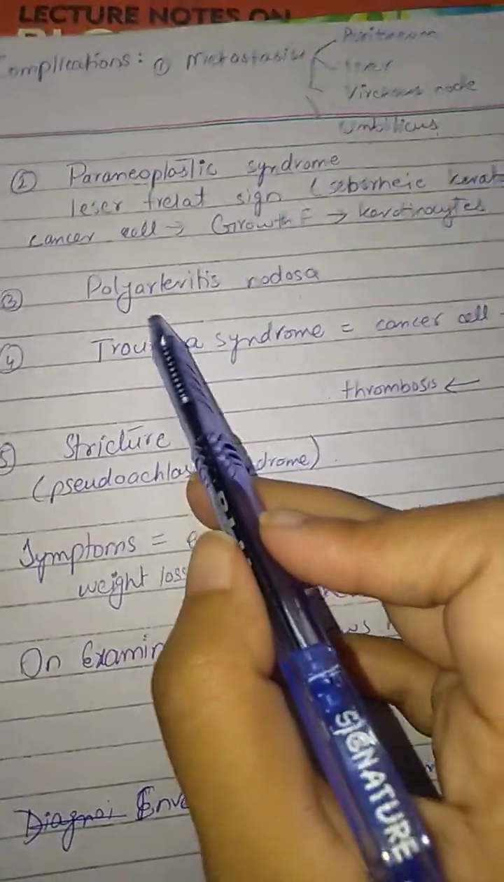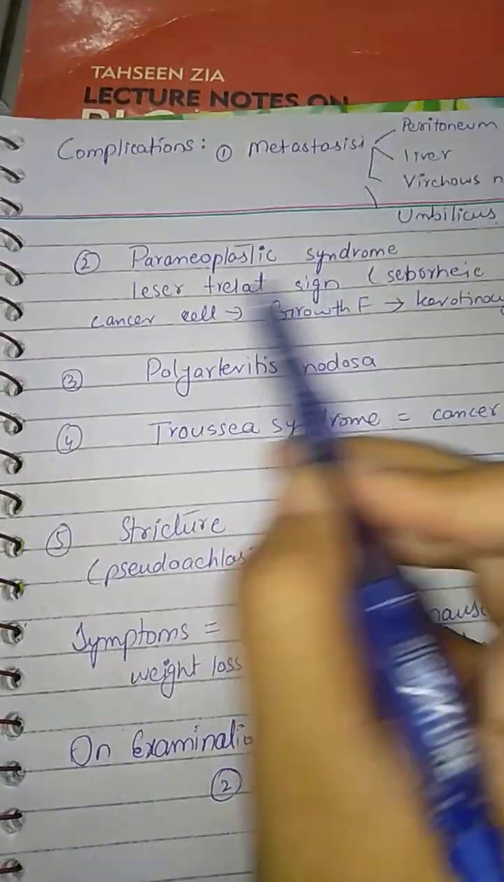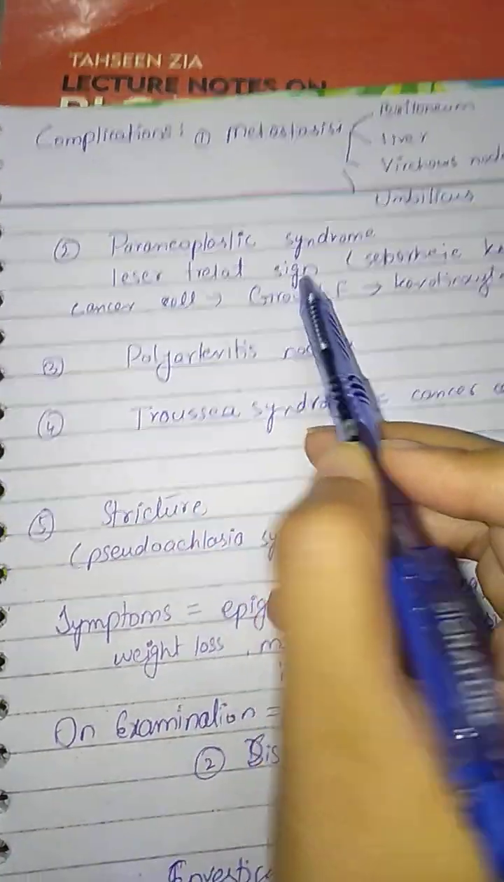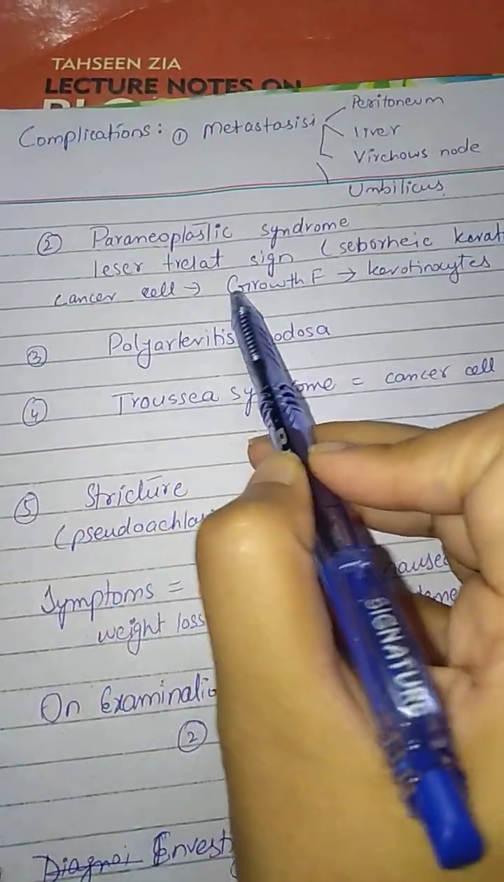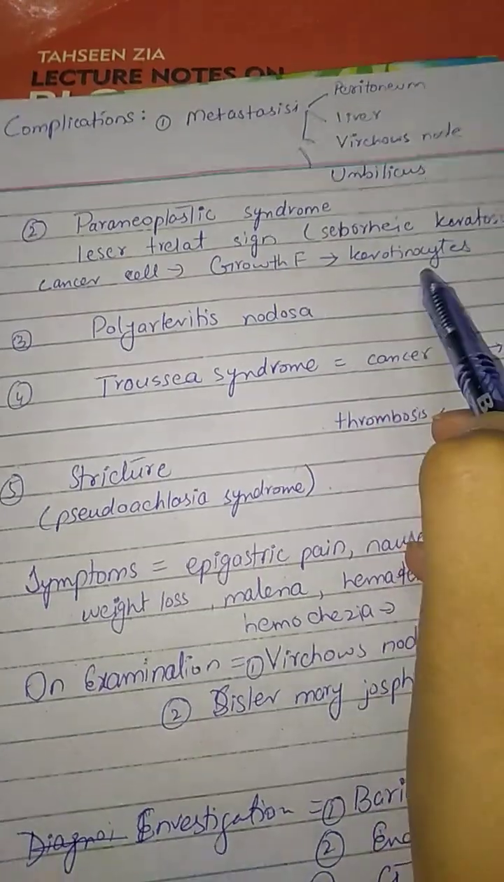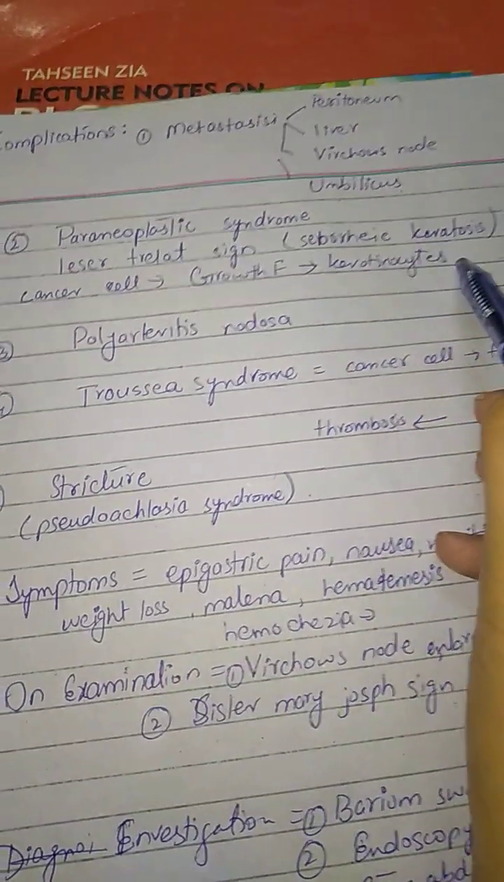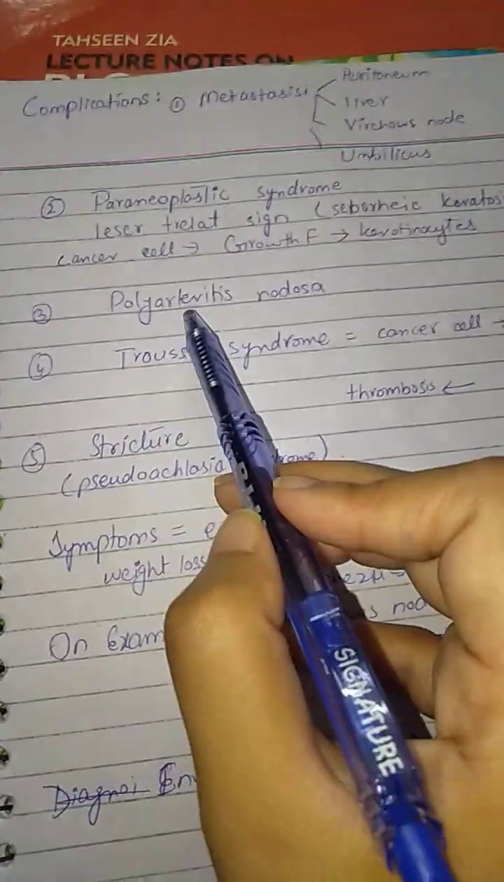Now come to the next point: paraneoplastic syndrome leads to the Leser-Trelat sign, that means seborrheic keratosis. The cancer cells in the stomach start producing growth factors. Growth factors stimulate the keratinocytes. The keratinocytes cause the keratosis, and on skin seborrheic keratosis can be seen.